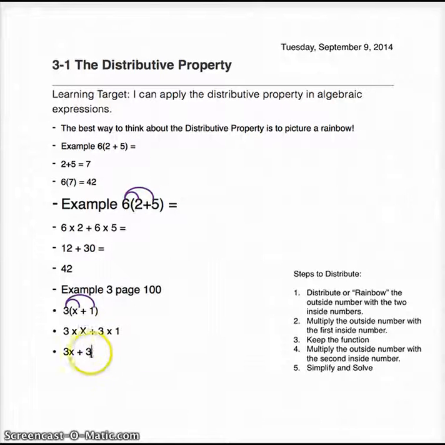And then if you look at this expression right here, 3x plus 3, can we simplify this anymore? We cannot. So 3x plus 3 is our final answer. That is the answer that you would box or you would highlight on your notes and on your homework assignment.